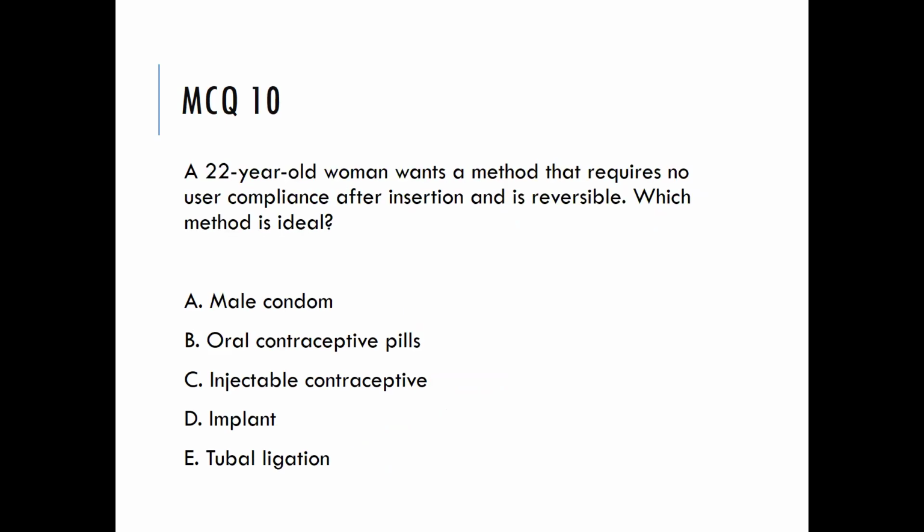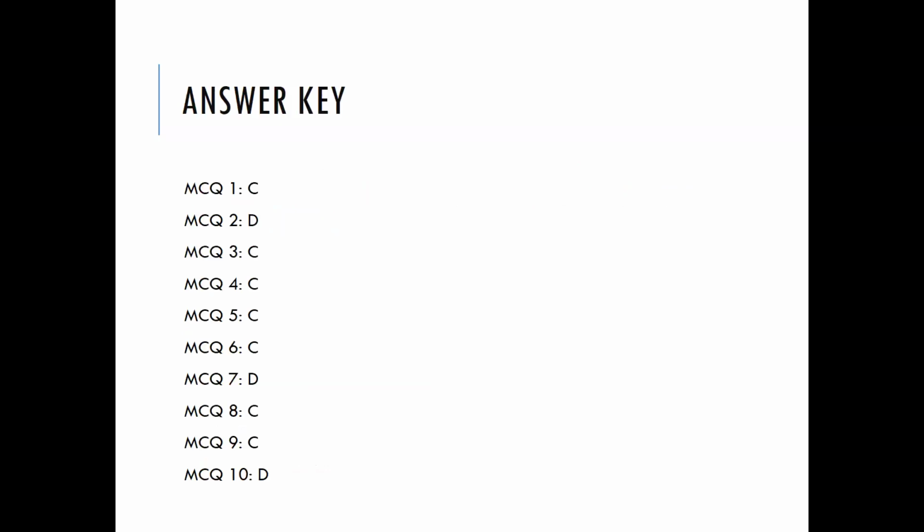Last question is, a 22-year-old woman wants a method that requires no user compliance after insertion and is reversible as well. Which method is ideal? Option A, male condom. Option B, oral contraceptive pills. Option C, injectable contraceptive. Option D, implant. And option E is tubal ligation. A. No, D is the right answer, as it does not require any compliance after insertion and is reversible as well. So this is the answer key.